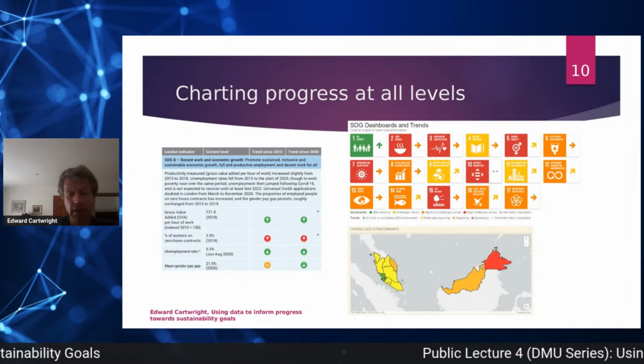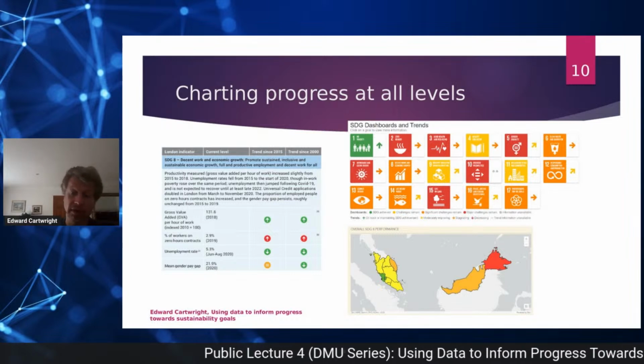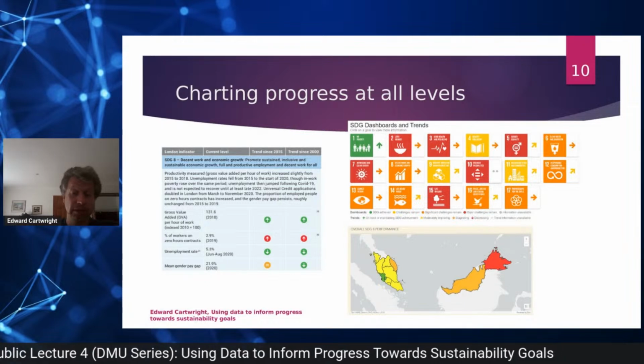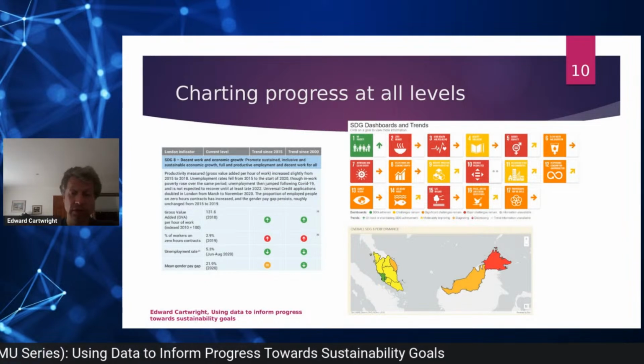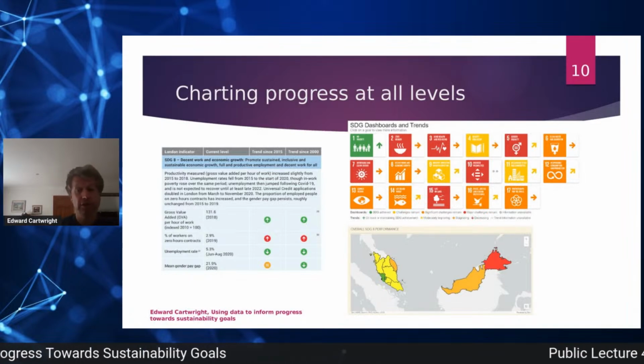And you can also, again, so we've got the example of London there, which I like. You can break it down by region. I'm not an expert on Malaysian geography, but you maybe spot regions of interest to you, and you can look at how regions are progressing.